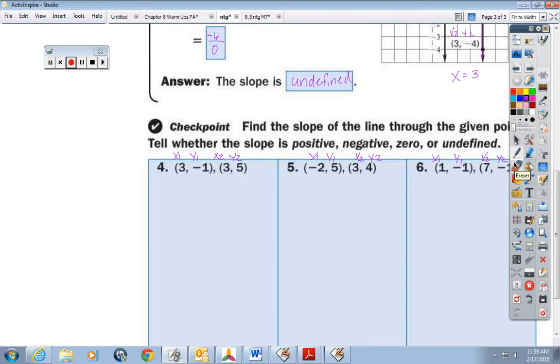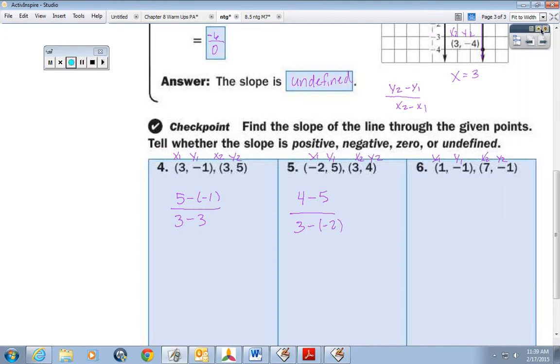So from here, this one is going to be 5 minus negative 1 over 3 minus 3. For this one, it's going to be 4 minus 5 over 3 minus negative 2. This one is going to be negative 1 minus negative 1 over 7 minus 1. Now, what's 5 minus negative 1? Be careful. I got 6, because you add the opposite.